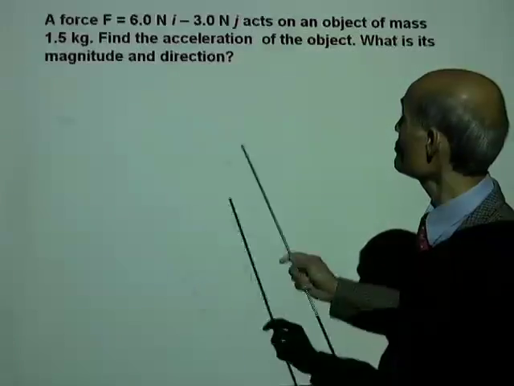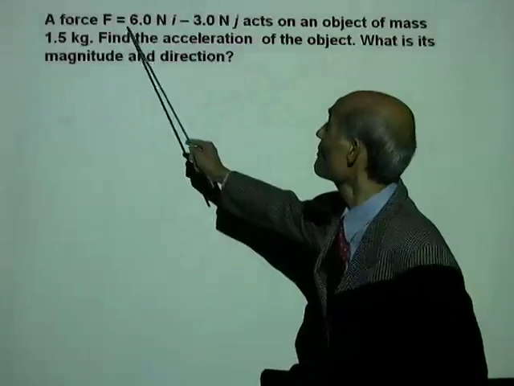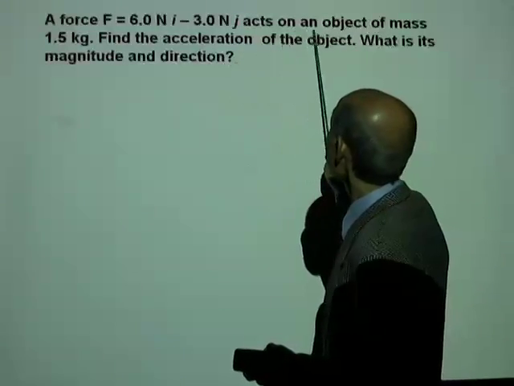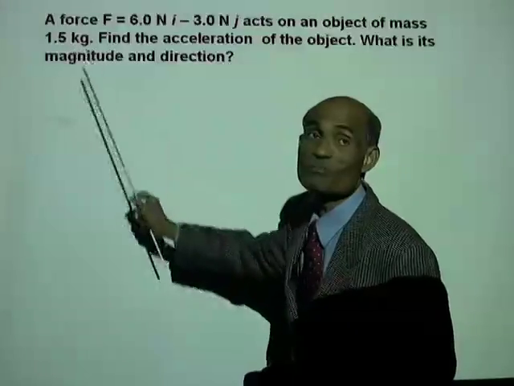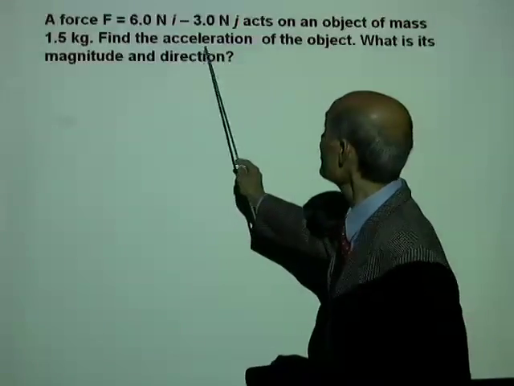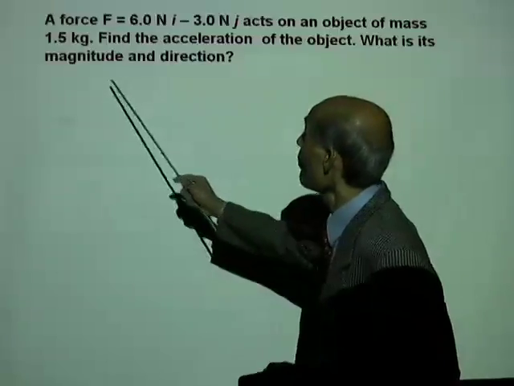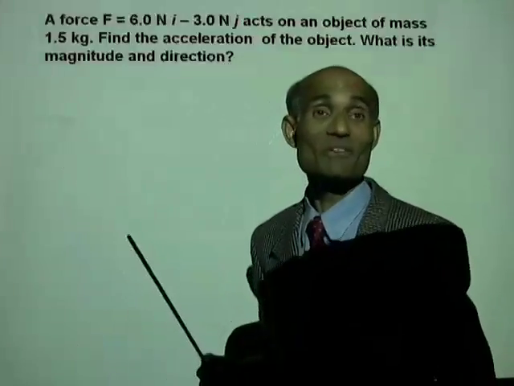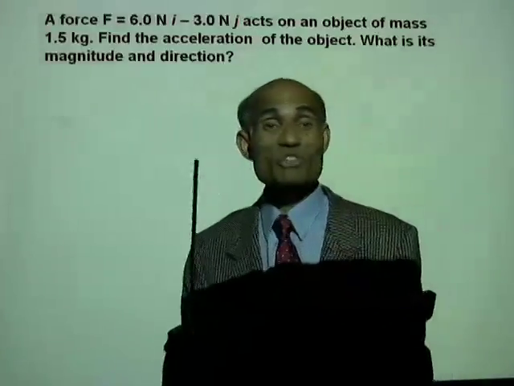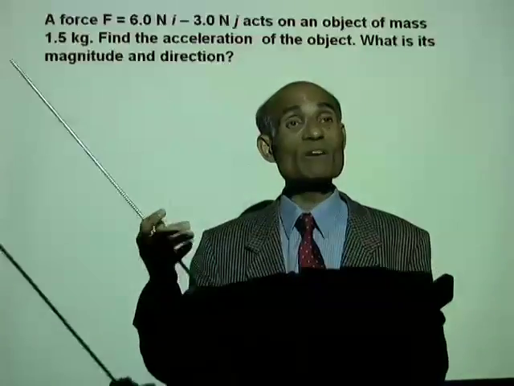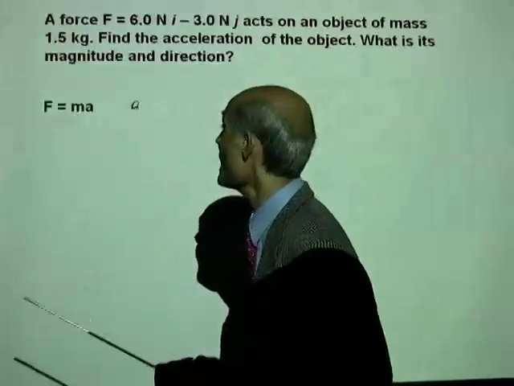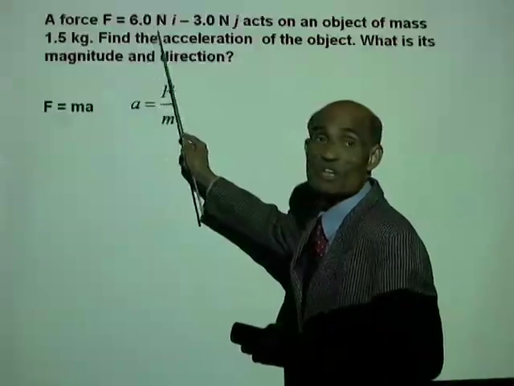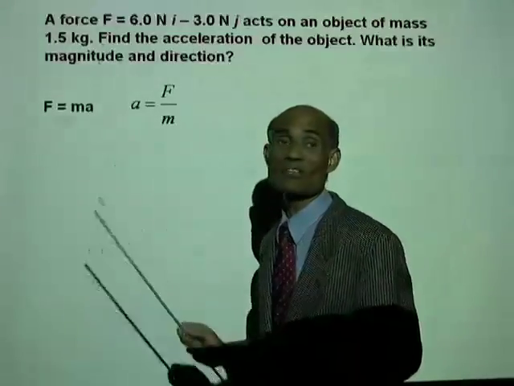Okay, let's do another problem. A force F equal to 6 Newton i minus 3 Newton j acts on an object of mass 1.5 kilogram. Find the acceleration of the object. What is its magnitude and direction? Well, we have done this kind of problem before. Acceleration is F net over the mass. F equals ma, therefore a equals F over m. This is the force and this is the mass.